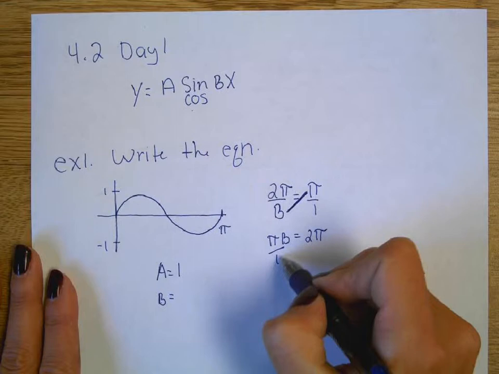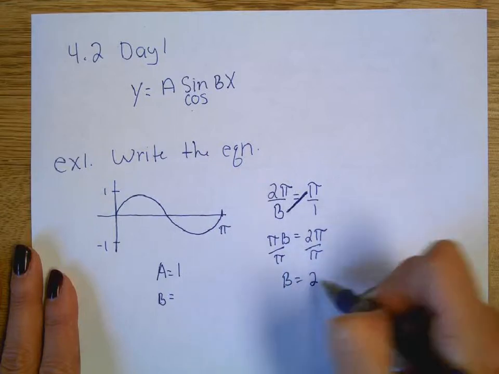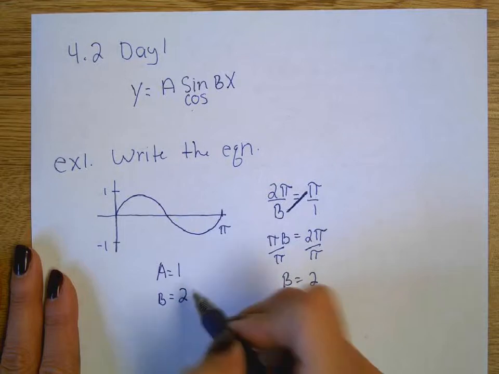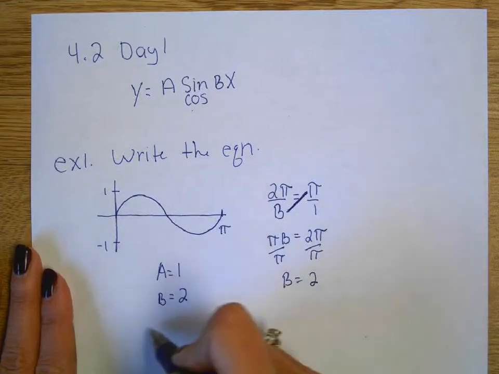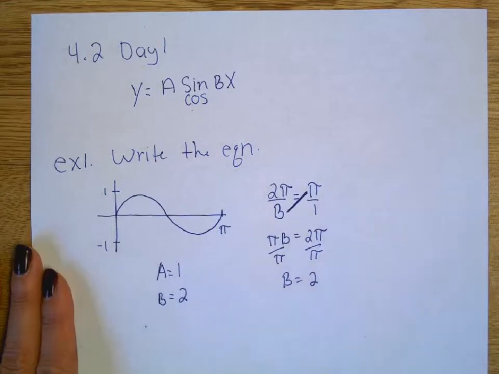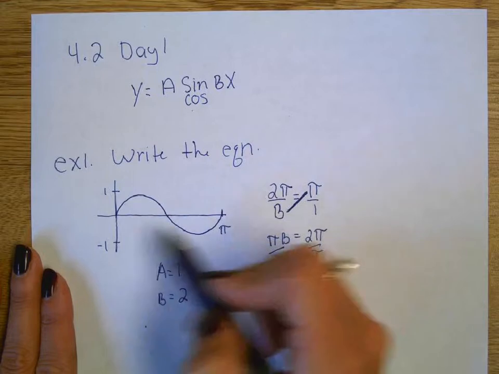If I divide by pi, what's my B? 2. With those 2 pieces of information now, can you write the equation for that graph right there? Okay, what graph is it? Is it sine or cosine? How do I know that that's sine? Because up and zero. It's the snake. It's not the cereal bowl, which is cosine, the snake.